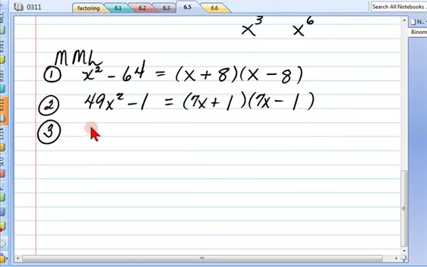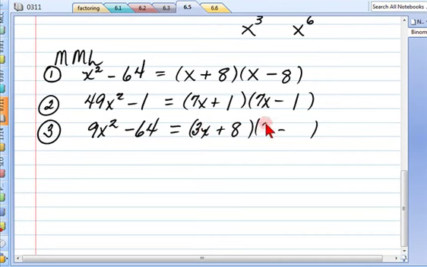Would you do number 3? How about 9x squared minus 64? Okay, there's not a common factor, but it is the difference of squares. So what'd you get for the first factor? 3x plus 8 and 3x minus 8. You'll take a whole test of these, won't you?